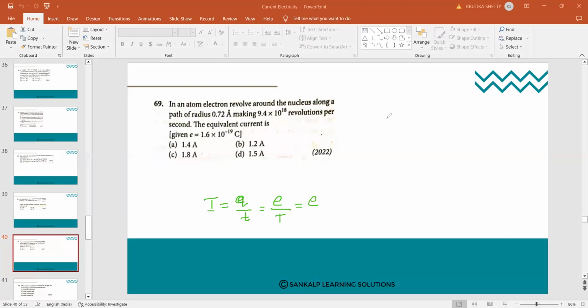I think you people have studied in the first year, the reciprocal of frequency is nothing but time period. So therefore time period is equal to the reciprocal of frequency. So here we have 1 by t, which is nothing but your frequency, with symbol mu. Now you know the charge of the electron, 1.6 into 10 to the power minus 19. The frequency is also given, 9.4 into 10 to the power 18. So simplify, check the answer.